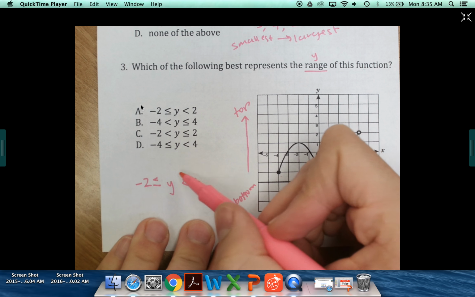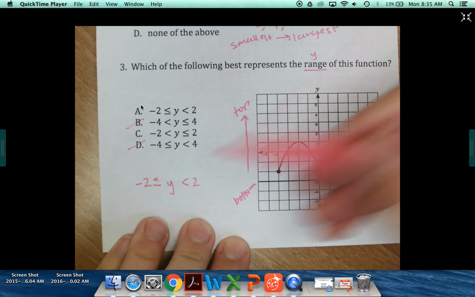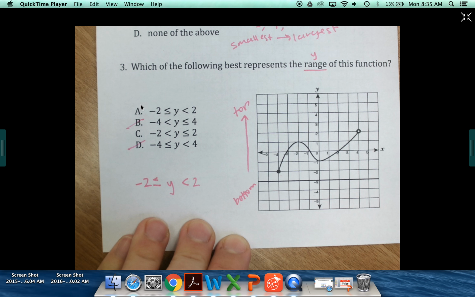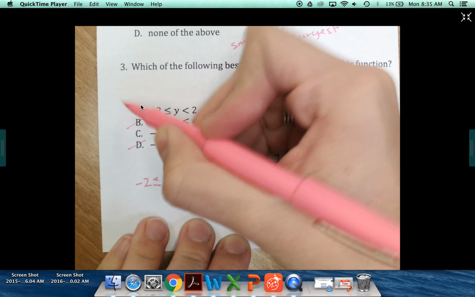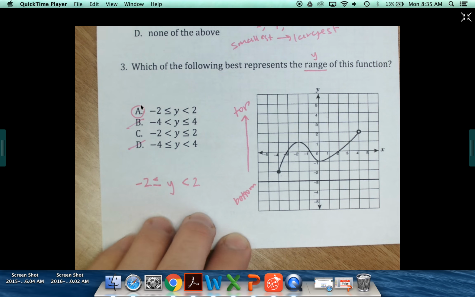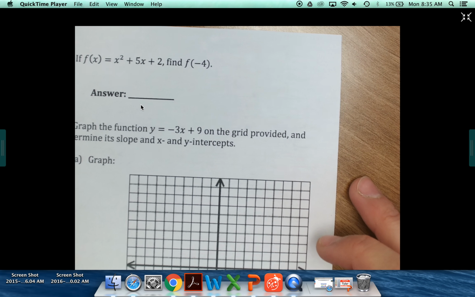For our answer choice here, you could have eliminated B and D. Now we're looking at our inequality symbols for A and C, and we will see that it is A. Number 3 was A.